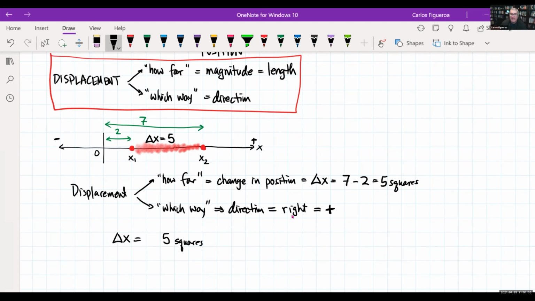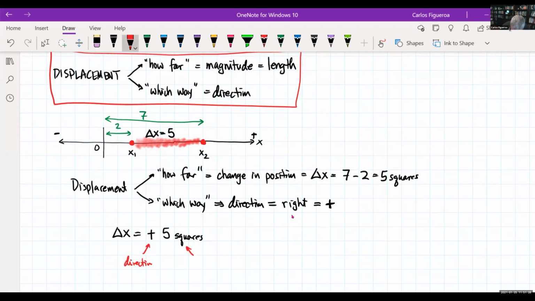So if I start at x1 and I change 5 squares, how did I change 5 squares? Did I go to the left or did I go to the right? We went to the right, so now we put the plus sign here. So in other words, this tells us about the direction, and this tells us about the magnitude. But this is a pain to write sometimes.